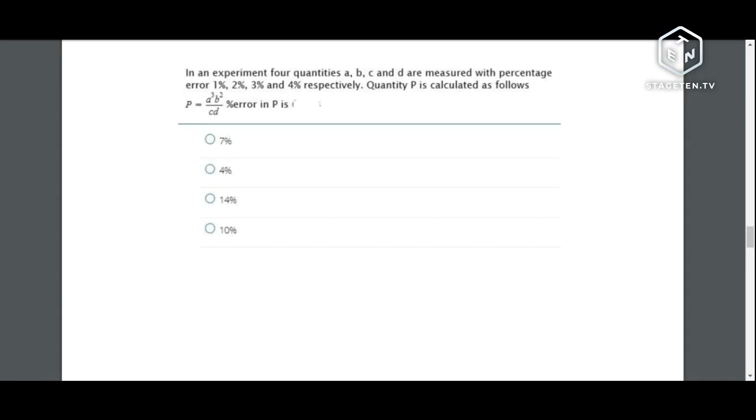Now, when you put the percentage errors that are given in the question, A is equal to 1%, B is equal to 2%, C is equal to 3%, and D is equal to 4%, you need to put those values in the equation to get the right hand side. So the answer for this question is 14%. Right, Anita is right here. So let's move on to the next part.